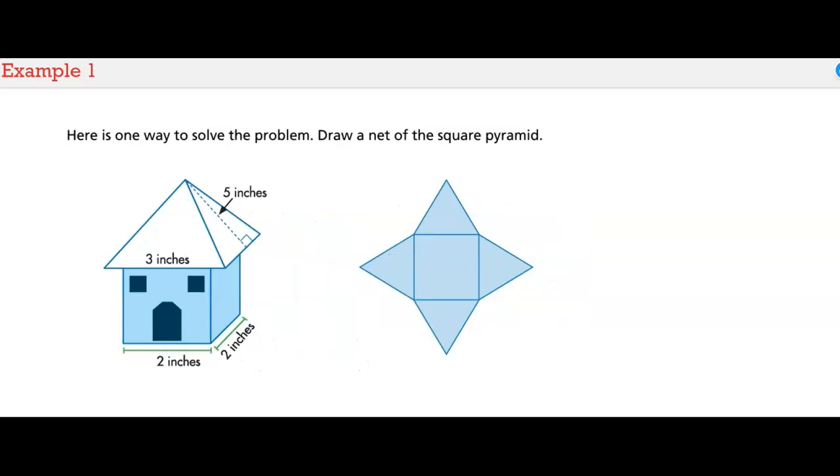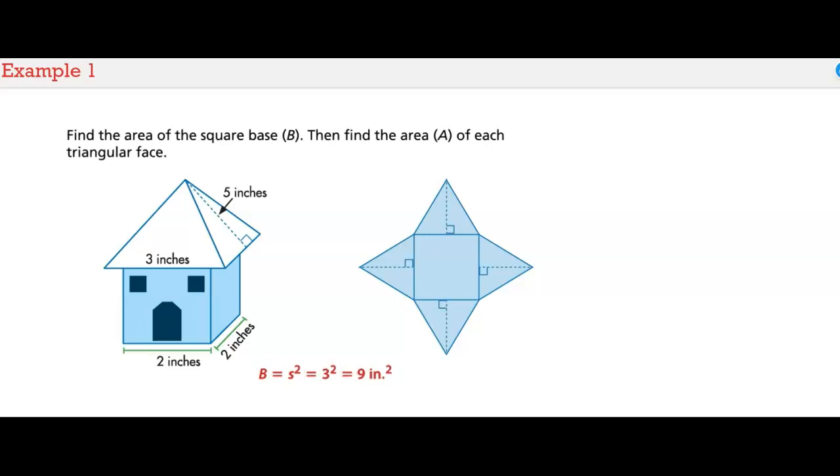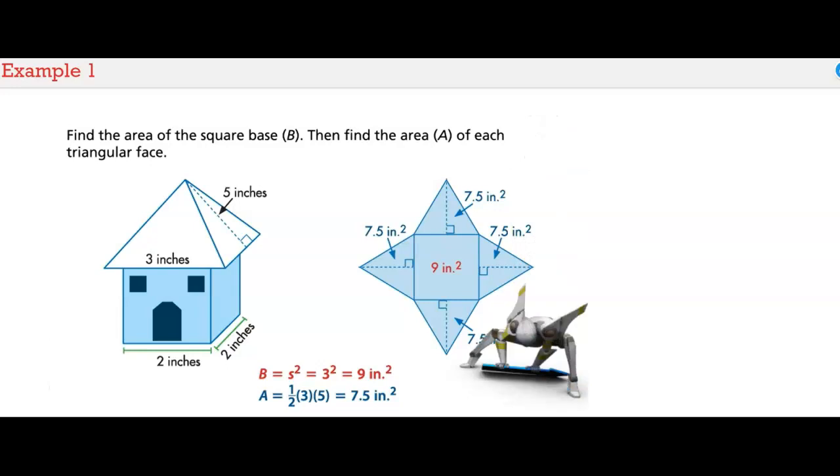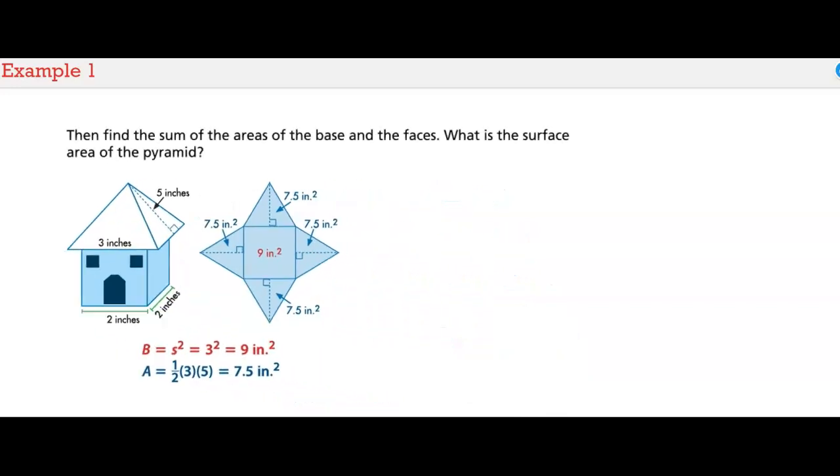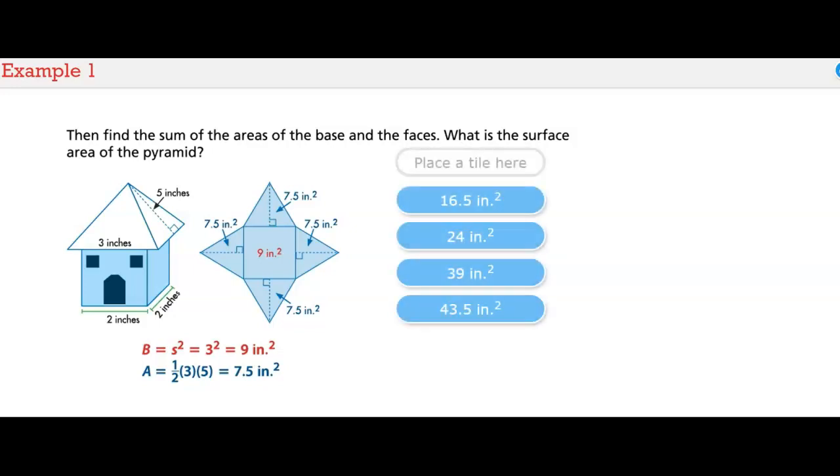Draw a net of the square pyramid. Find the area of the square base, B. Then, find the area, A, of each triangular face. Then, find the sum of the areas of the base and the faces. What is the surface area of the pyramid? Select your answer.